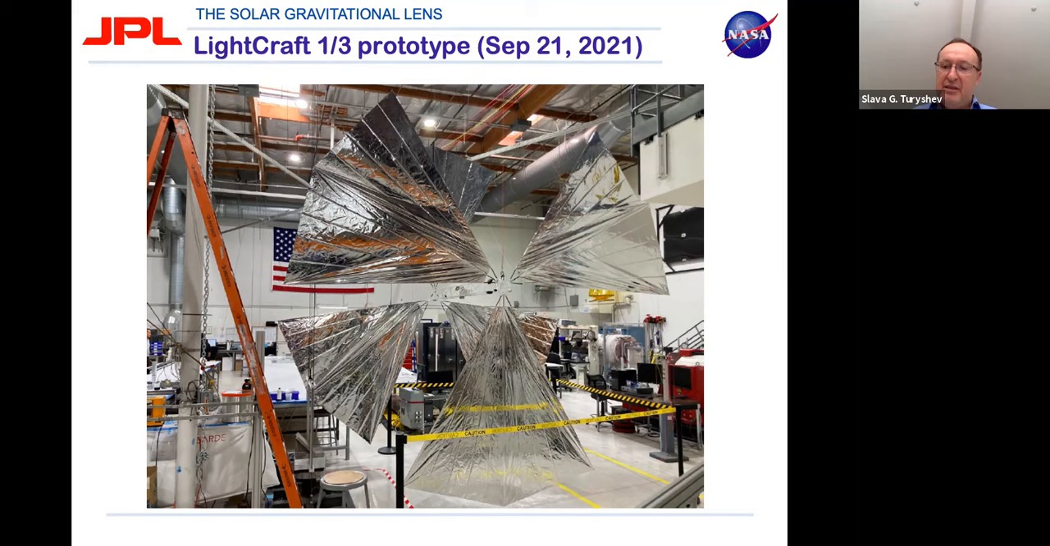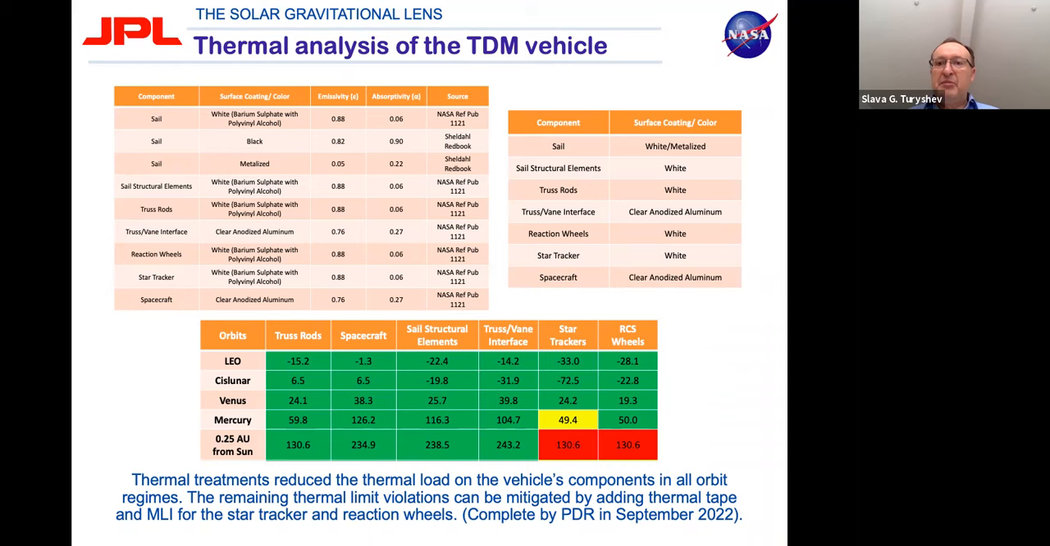In terms of the thermal behavior, of course, you will ask me, you're going by the sun, it will be very hot. Yes, indeed, it is very hot. Our thermal analysis that was done on the prototype pretty much closes every orbit except probably the region around the sun, 0.25 AU. The thermal behavior of the star trackers and the wheels will require a little coating on top of those materials. And so we should be able to address those thermal violations soon.